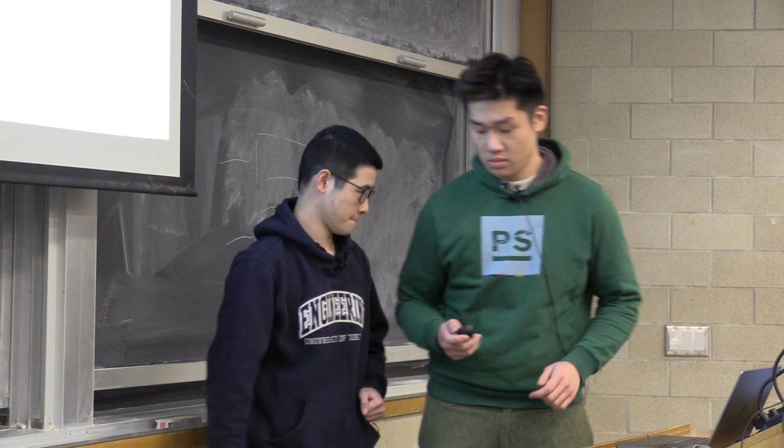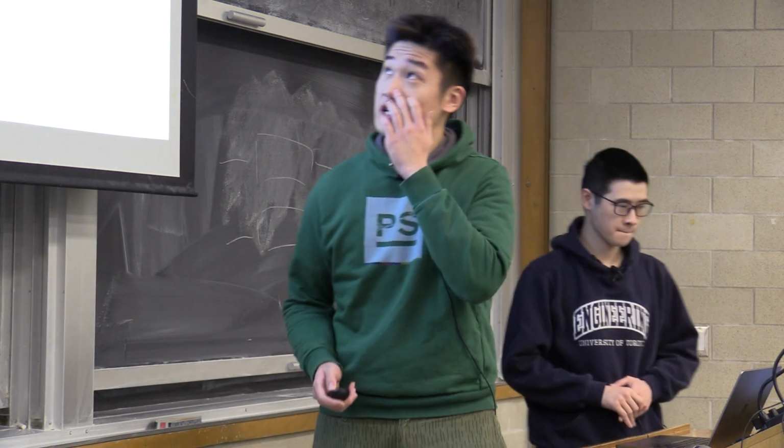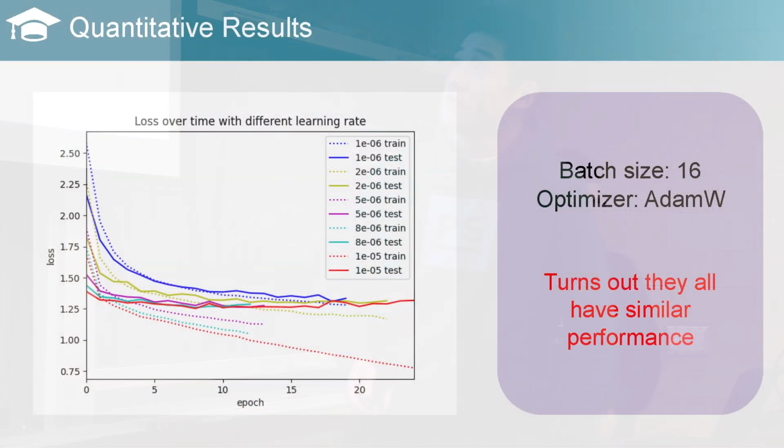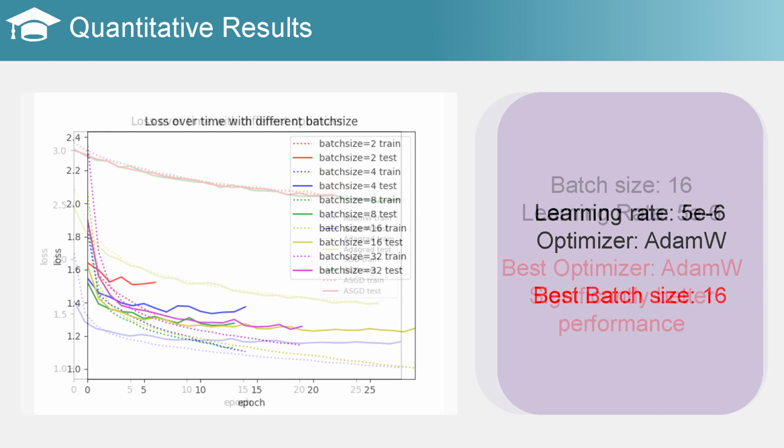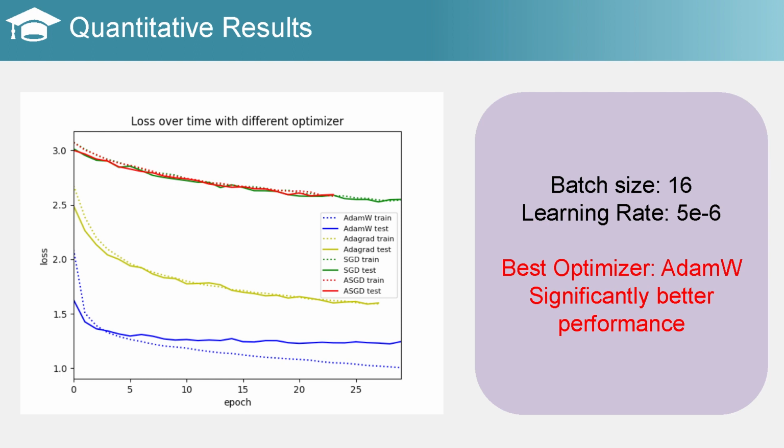Okay, thank you, Colin. So let's see the quantitative results. In our project, we use the test loss as the quantitative metric, and we choose from different learning rates, batch sizes, and optimizers. For the learning rates, they do not have a very big impact on our loss, and all the loss is around 1.25. For the batch size, 16 turned out to be the best one. And for the optimizer, AdamW is proven to be the best optimizer for a big model like GPT, which has very deep layers.